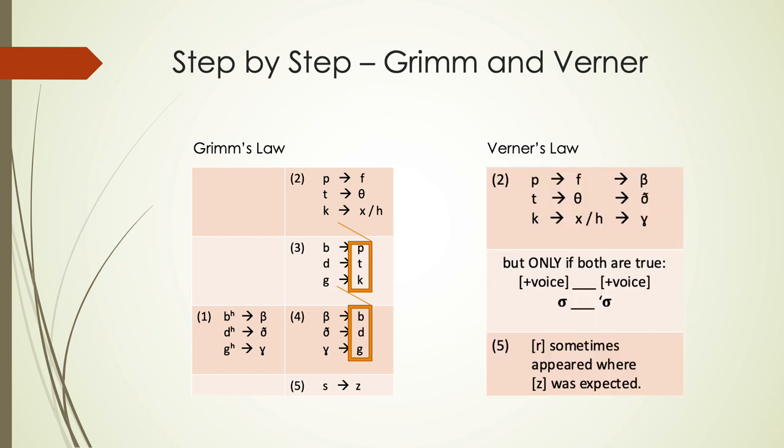And then we have that last step where S is sometimes becoming a Z sound. And then we have Verner's Law, where in step two and step five, some changes are happening. And this is only happening when both of these cases are true, that it's both between voiced sounds and that it's coming before the stressed syllable and not after it. So the lowercase sigma that you see there is what we use to signify a syllable in our linguistic notation. So you'll notice that the accent mark is on the syllable after the environment that it's changing. And so this has to have happened before that major stress shift.